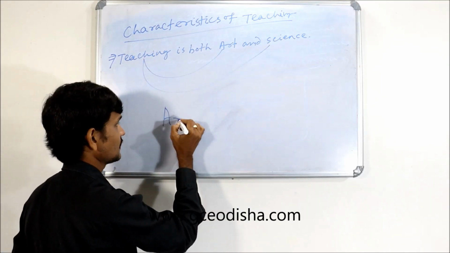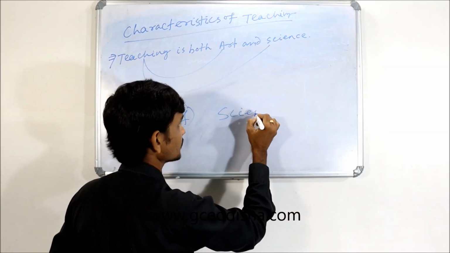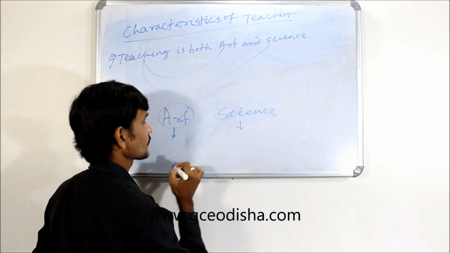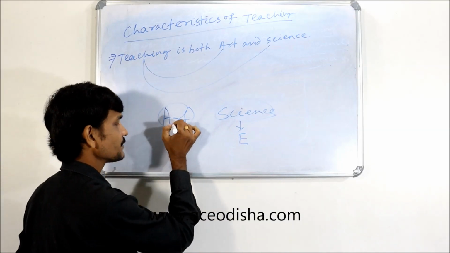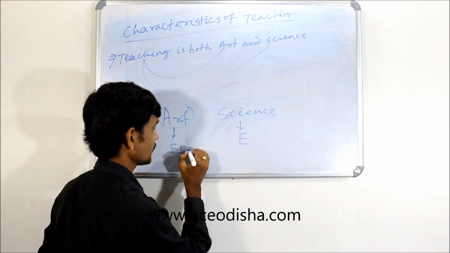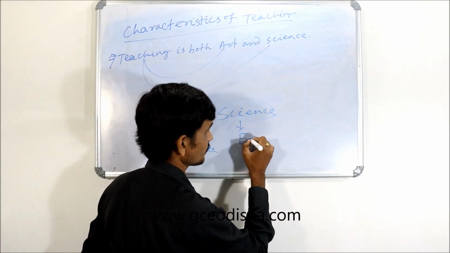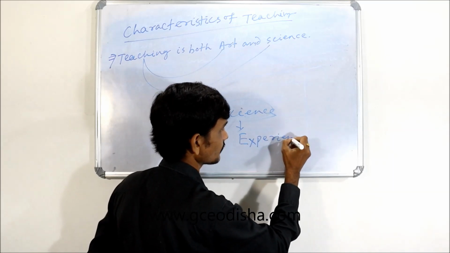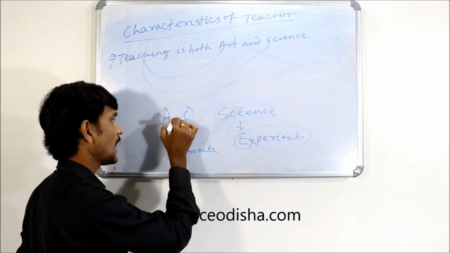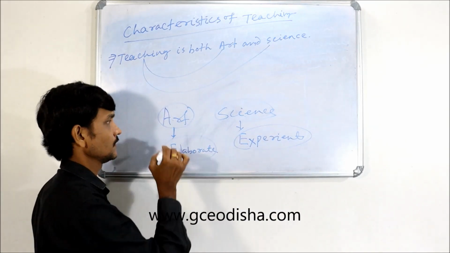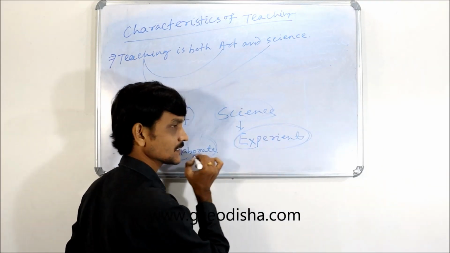Generally we know there is a very simple difference between art and science. This depends on E. E means elaborate, and E means experiment. Science deals with experimentation, art deals with elaboration.